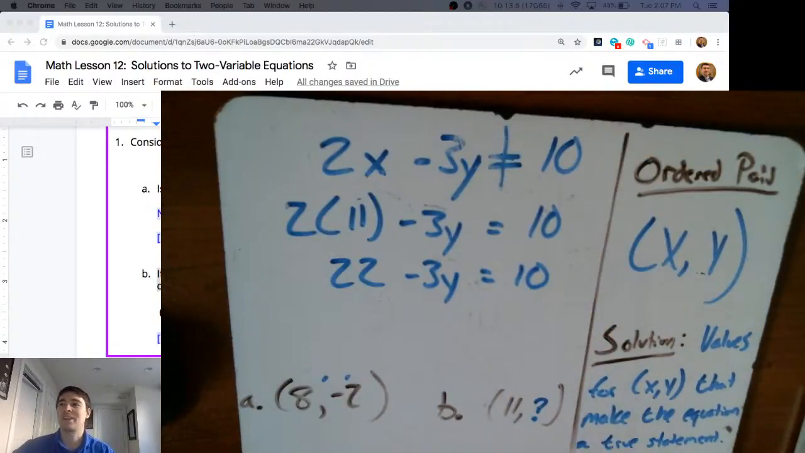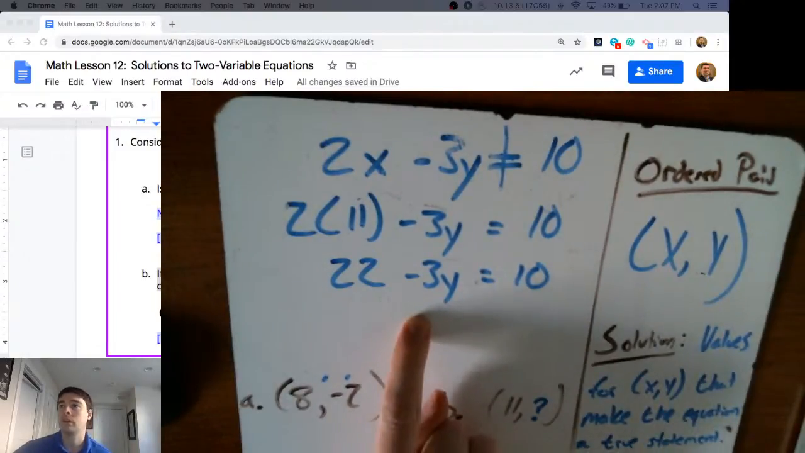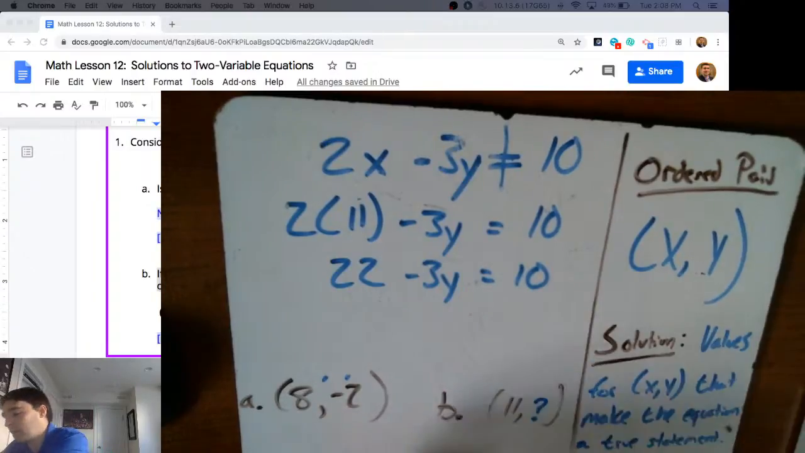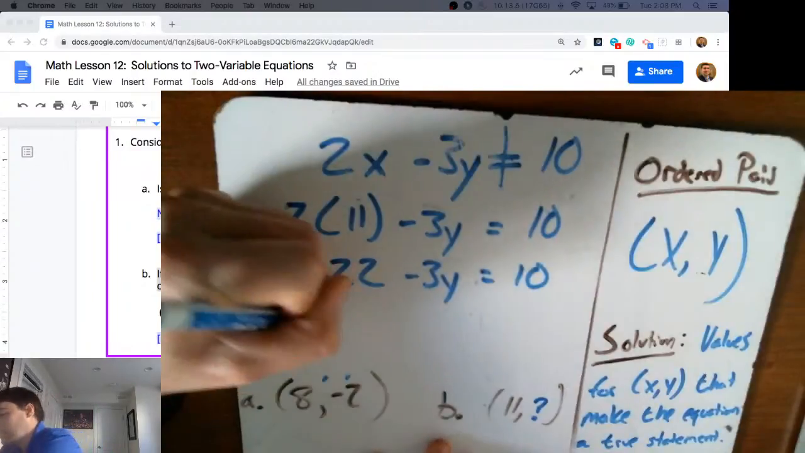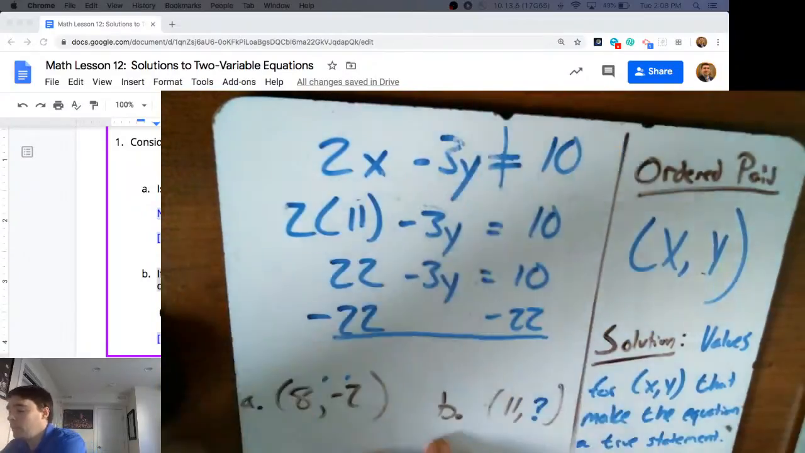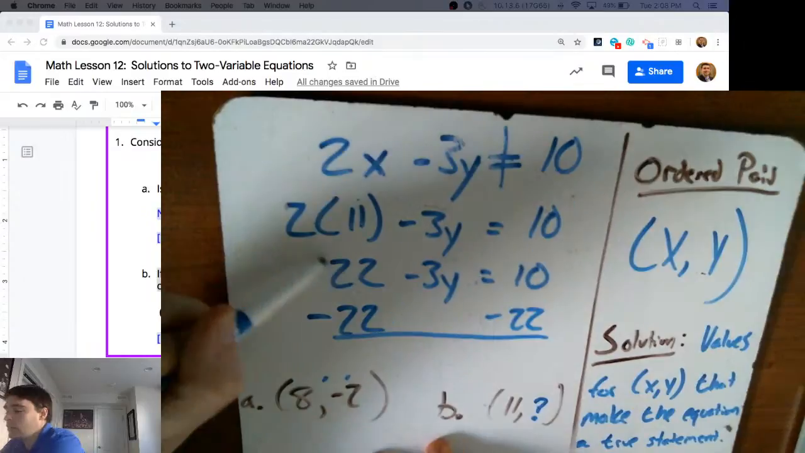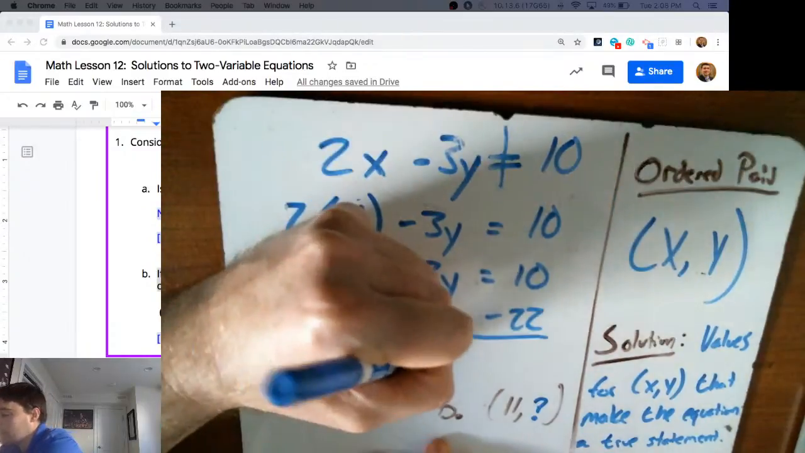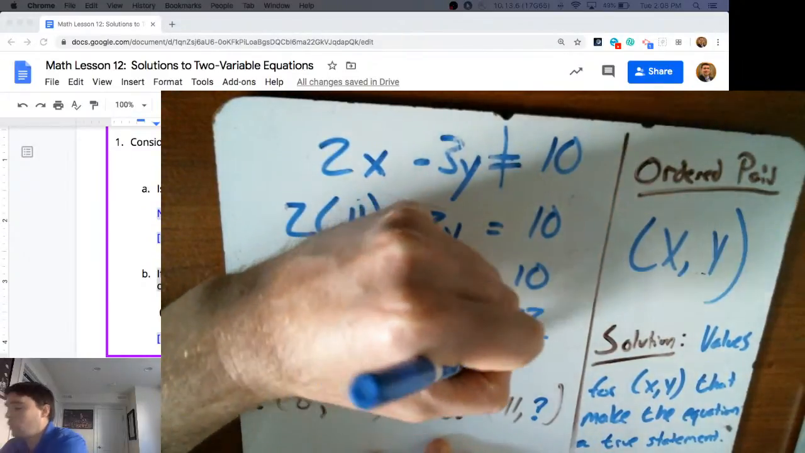This was a little more challenging than I'd meant to make for the first problem, but now this should kind of look like those one variable equations we solved. I need to cancel out the 22 on the left side, and subtracting 22 can do that. So I get negative 3y needs to be equal to negative 12.